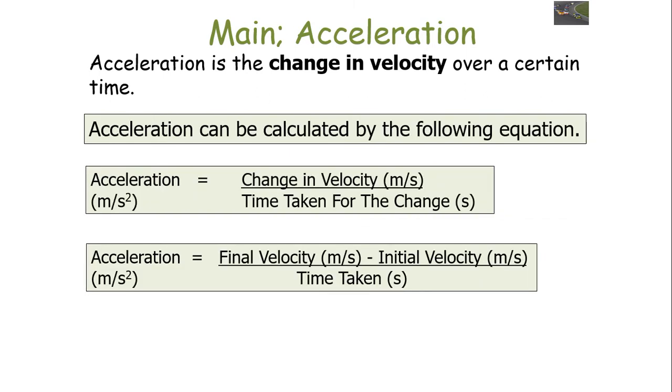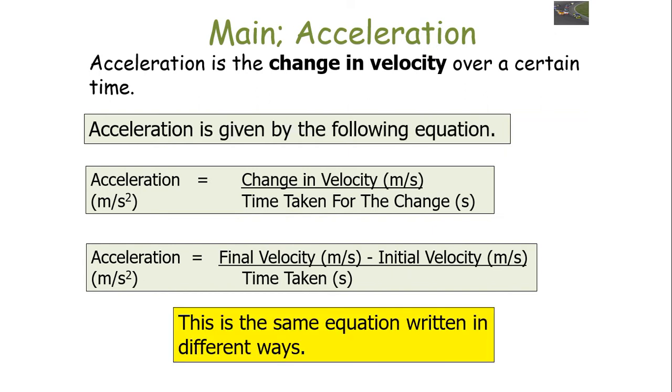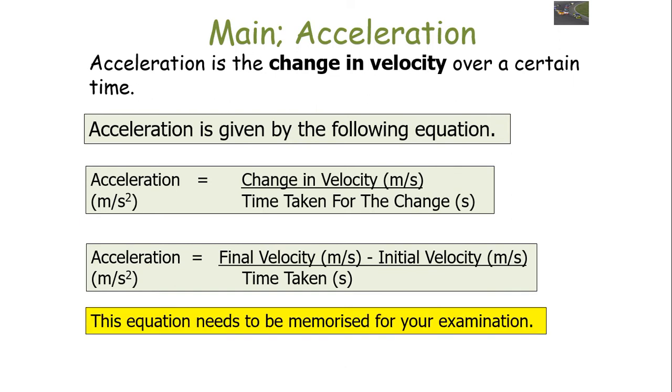Now we can calculate acceleration with the following equation. That acceleration is equal to the change in velocity divided by the time taken. Now we can also write this in a different form because we can work out change in velocity because it's the final velocity minus the initial velocity. So this is the same equation written in different ways. Now this equation in either form needs to be memorized for your examination.